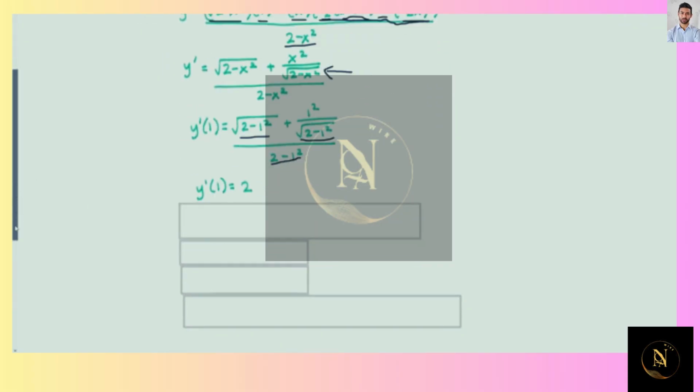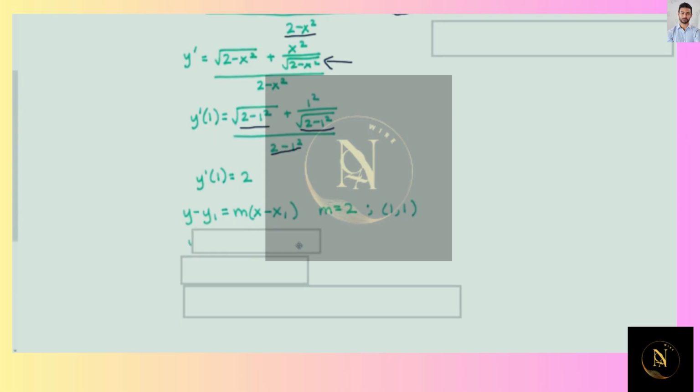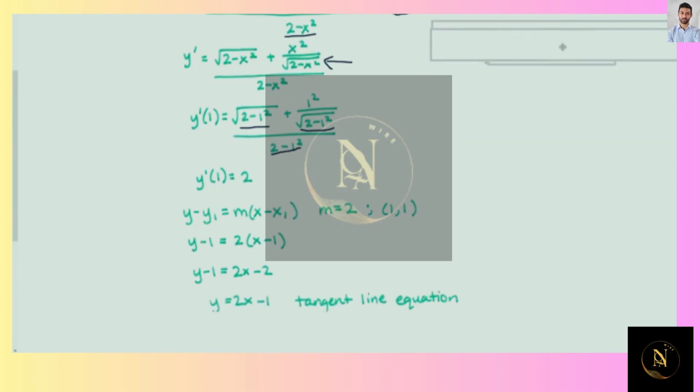Now remember that that is the slope of the tangent line. So now we can use point slope form with our point 1, 1 and our slope 2. Substitute those into point slope form, and we get y minus 1 equals 2 times the quantity x minus 1. We can distribute the 2, and then we can add 1 to both sides, and we have y equals 2x minus 1 as our tangent line equation.